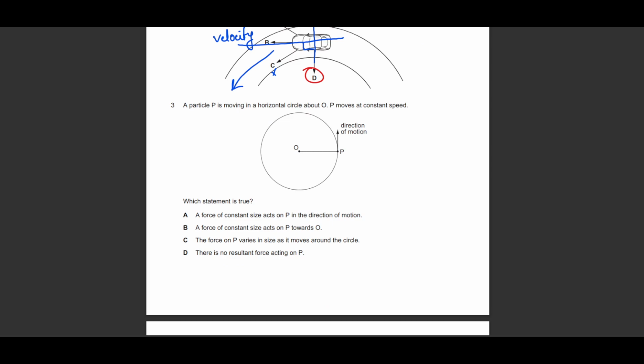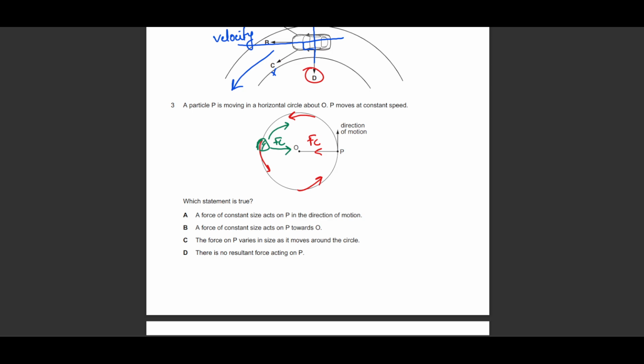Question number 3, it says which statement is true? This is the direction of the motion of the rotation, right? So this should be the direction of centripetal force. Notice that it does not matter whether the object is rotating, let's say, in this direction. Even then the centripetal force will be towards the center of the circle, no matter wherever the object is.